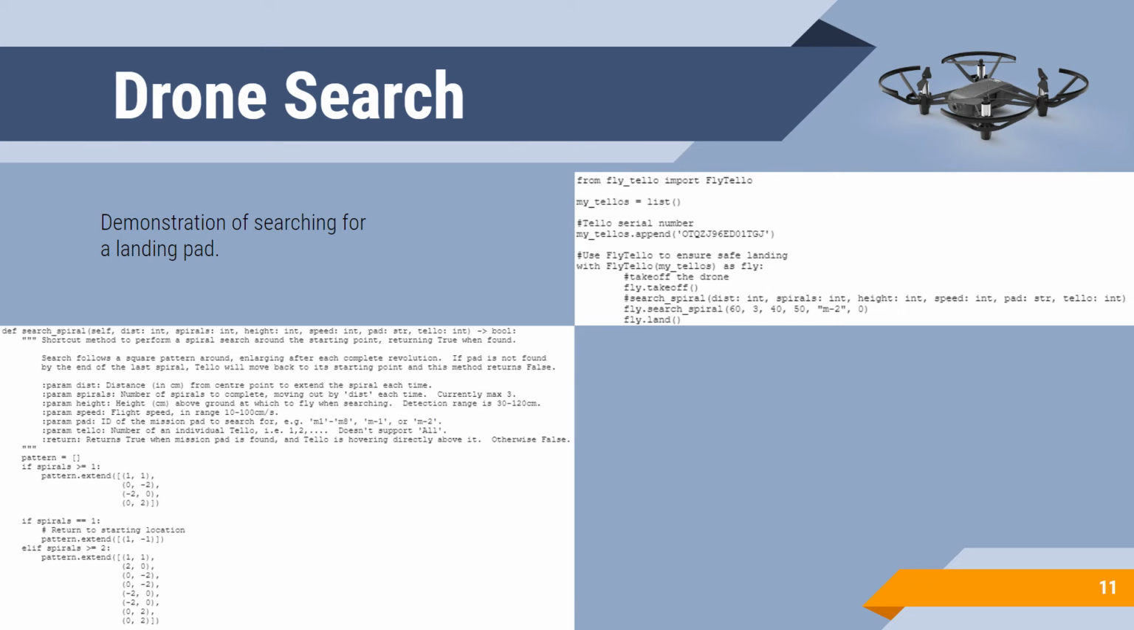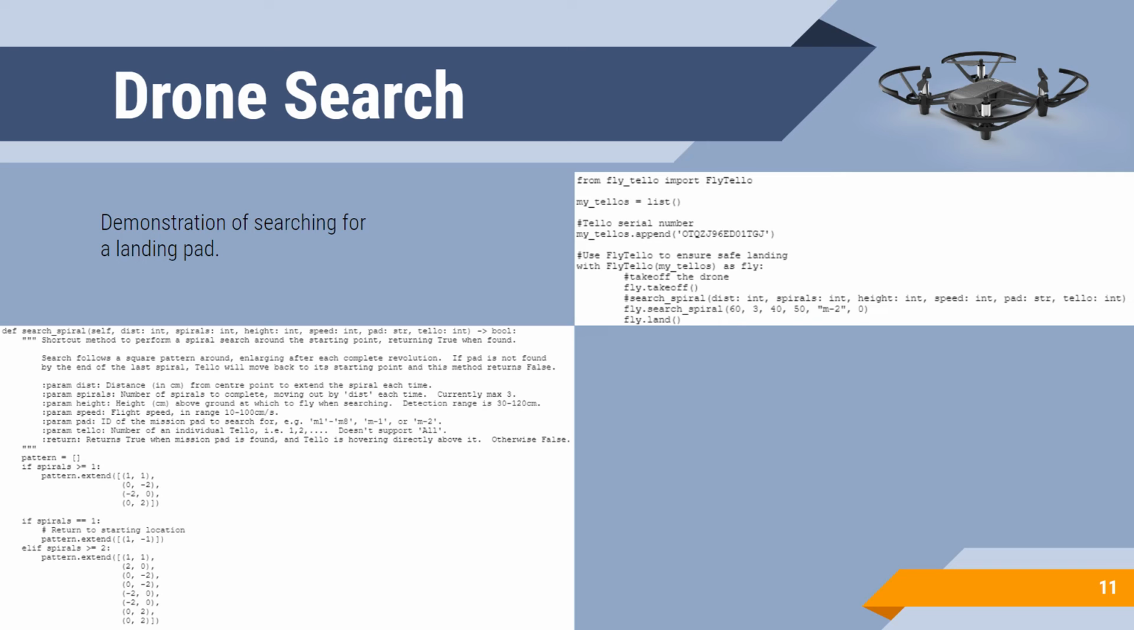This is our drone search script that we made for our second demo. In this script, we have to specify the serial numbers of the drones, and this information is found directly on the drone. Our code is relatively simple since we use the flytello library. First, in our script, we specify the serial number of the drone. We then command the drone to take off and start the search command, search spiral.